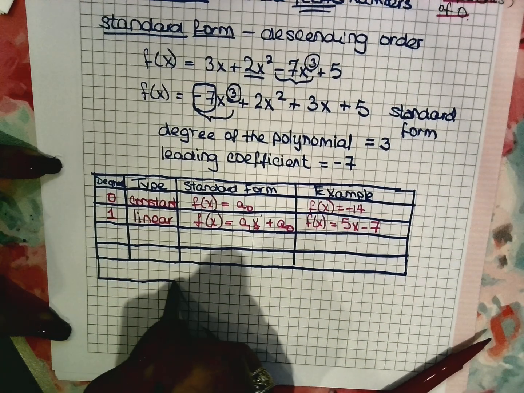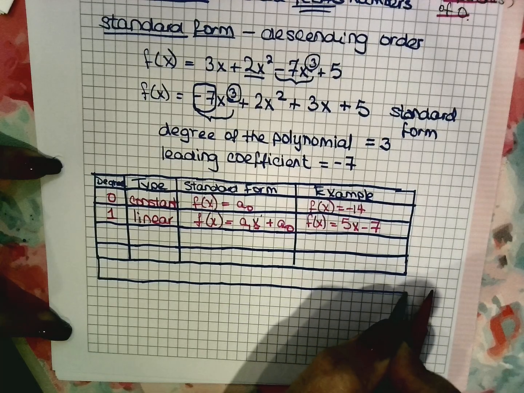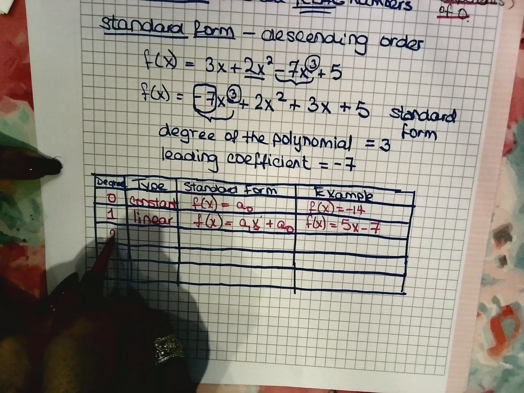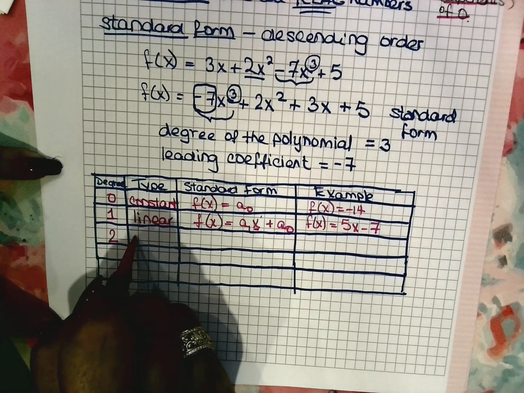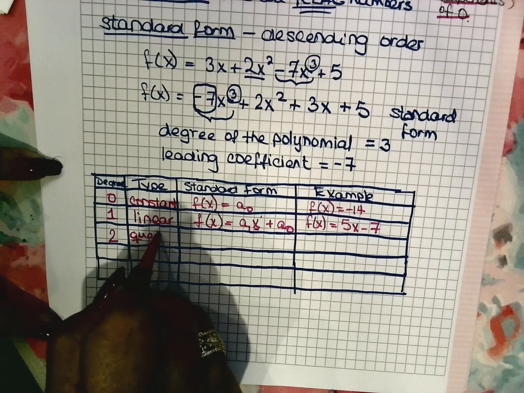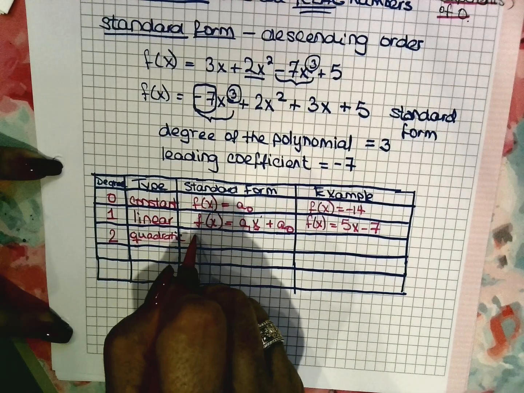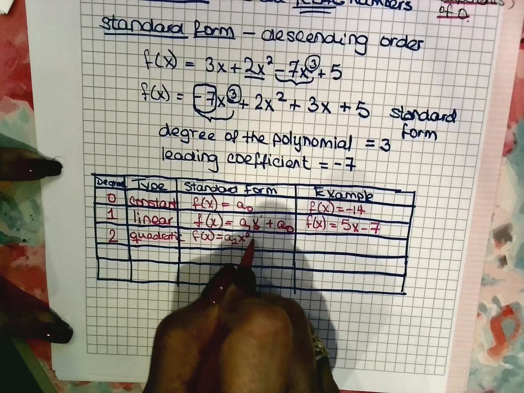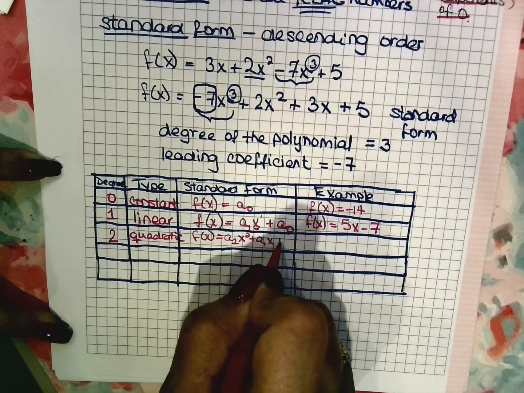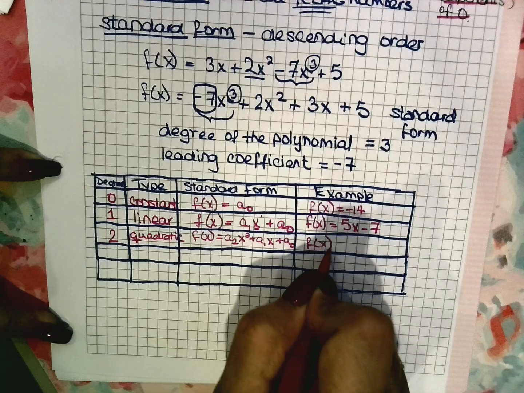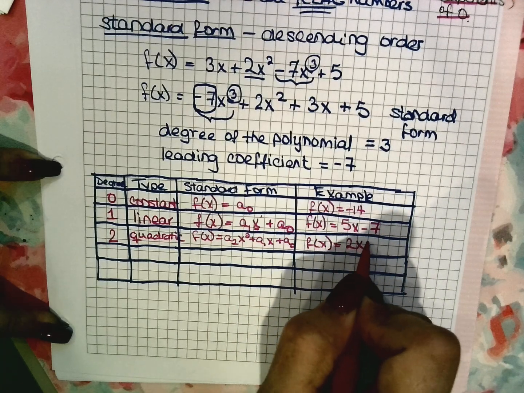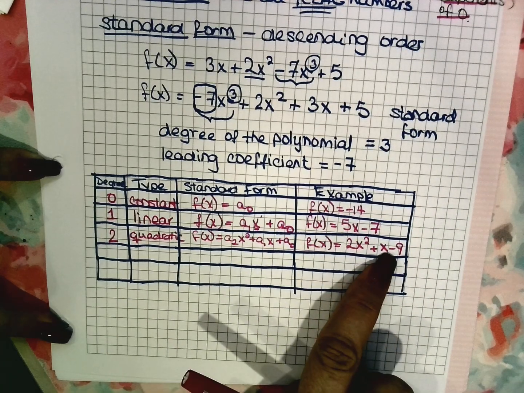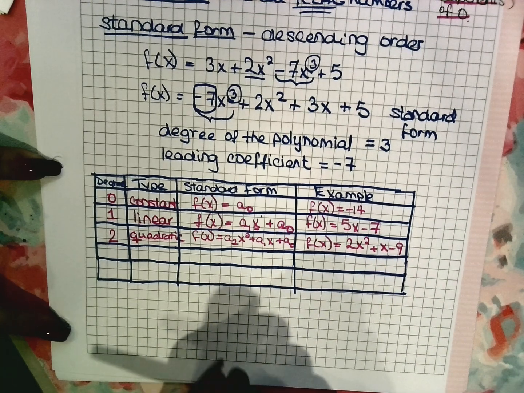And I did forget one of these. I knew it. All right. There we go. If you have a degree of 2, again, should be very familiar by now, you have a quadratic. So the standard form is something like this: a sub 2 x squared plus a sub 1 x plus a sub 0. So an example of a quadratic could be something like 2x squared plus x minus 9, right? You got your square term, you got your x to the first term, and you have your constant.